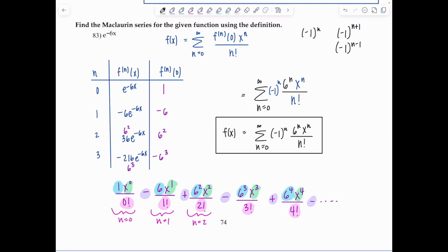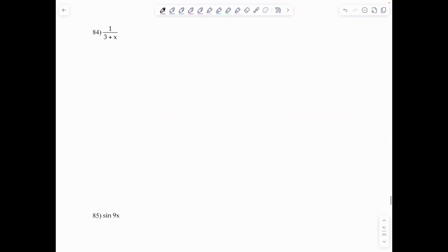Okay, that wasn't bad. You just have to find the pattern at the end, you know? Okay, let's look at another one. 1 over 3 plus x. So make the table until you see a pattern or you feel comfortable. These are all Maclaurin series, so A is 0. I'm going to just go up to 3. Usually that's enough for me. I'll show you one where we need a little bit more than 3 after this.